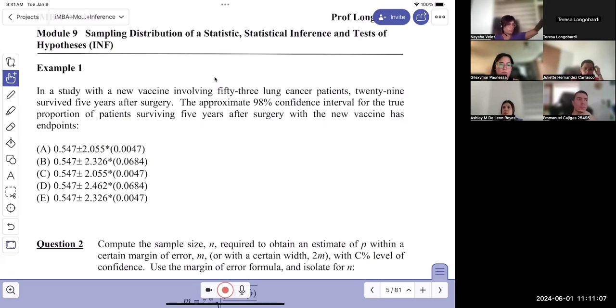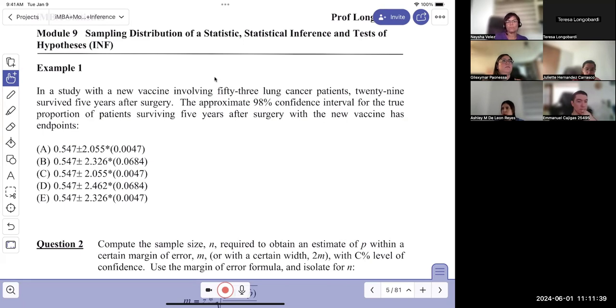In a study with a new vaccine involving 53 lung cancer patients, 29 survived 5 years after surgery. The approximate 98% confidence interval for the true proportion of patients surviving 5 years after surgery with the new vaccine has these endpoints. Okay, it's okay if you didn't understand any of that. What we're going to do here is focus on proportion. We're going to begin with proportion. That's number 4 on the formula sheet.